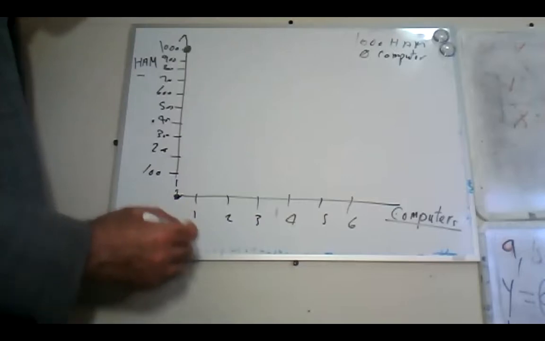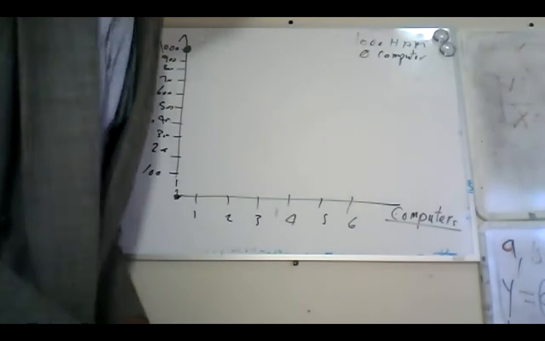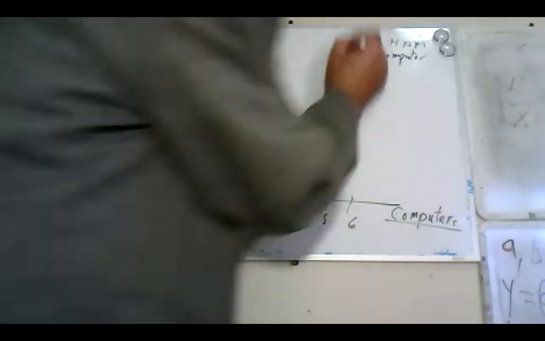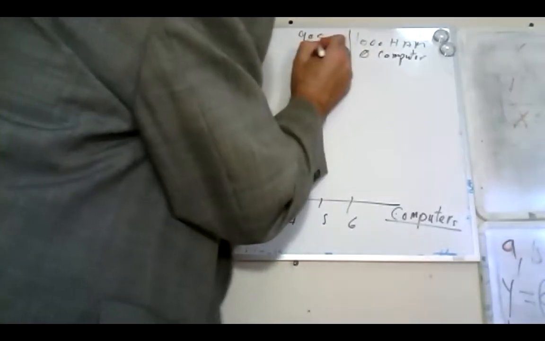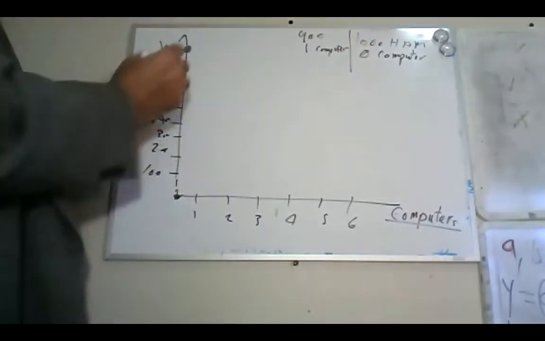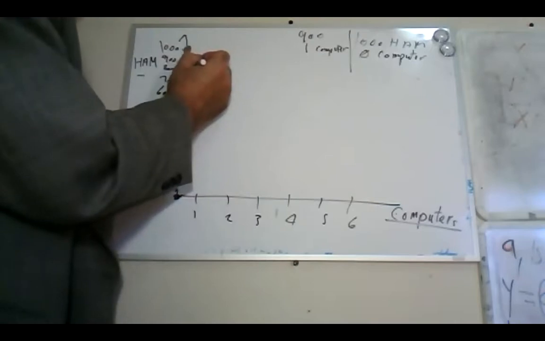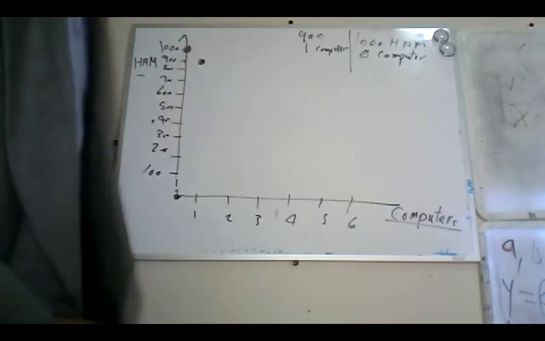The second point he said is 900 ham. 900 ham is here. This is the first point. The second point is 900 ham and 1 computer. So this is the 900 ham and this is the 1 computer. They meet each other here. Okay, this is from the example.